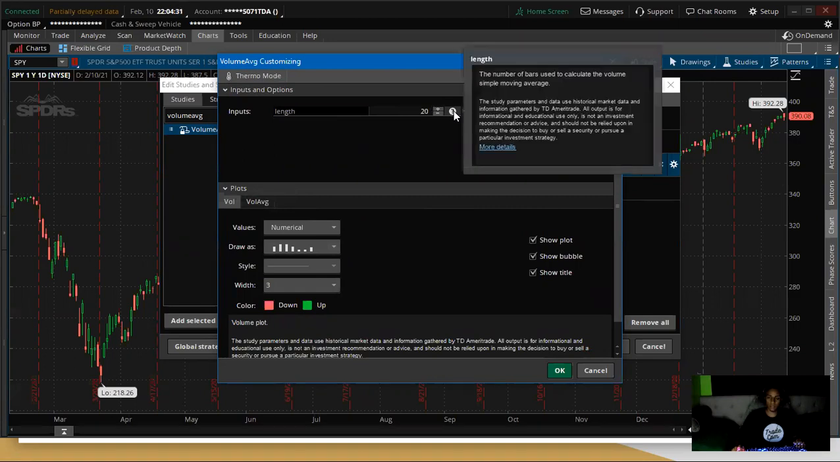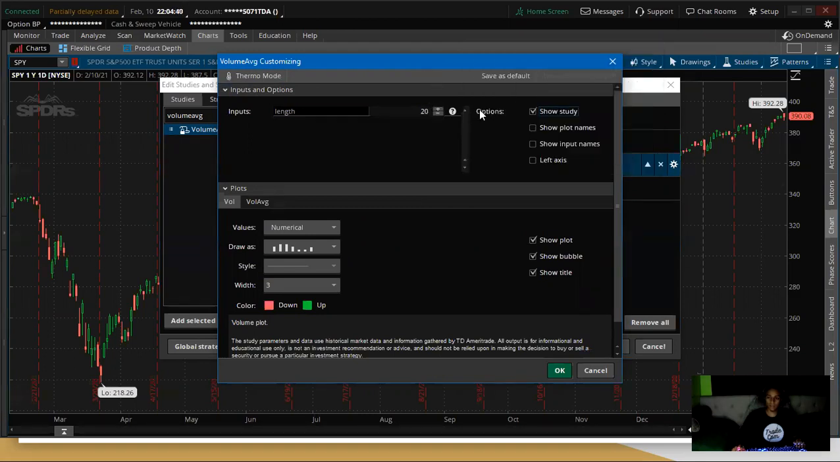You can look over here. It tells you the number of bars used to calculate the volume simple moving average line. All right, so 20 is a good amount of periods, a good amount of volume bars.